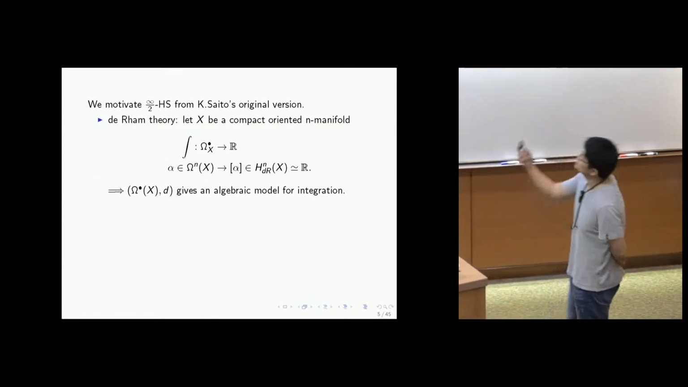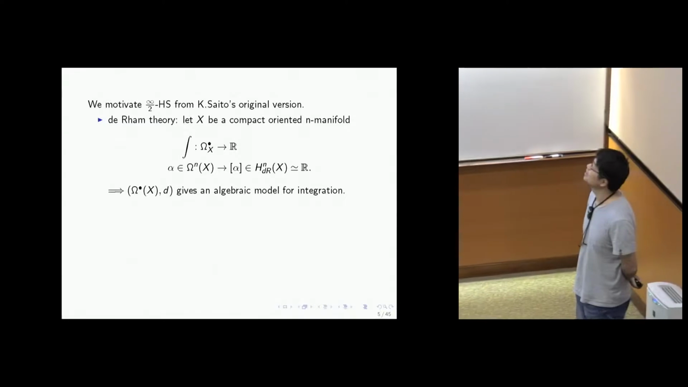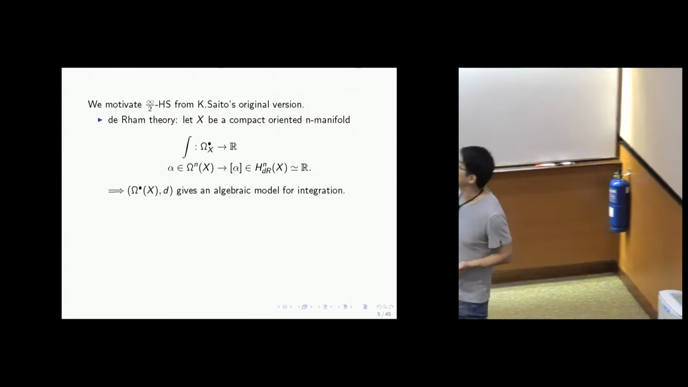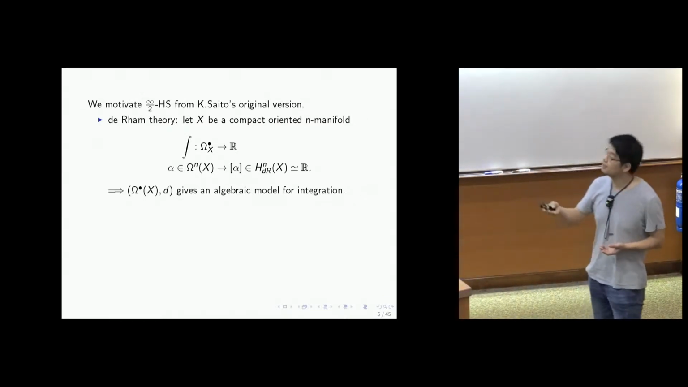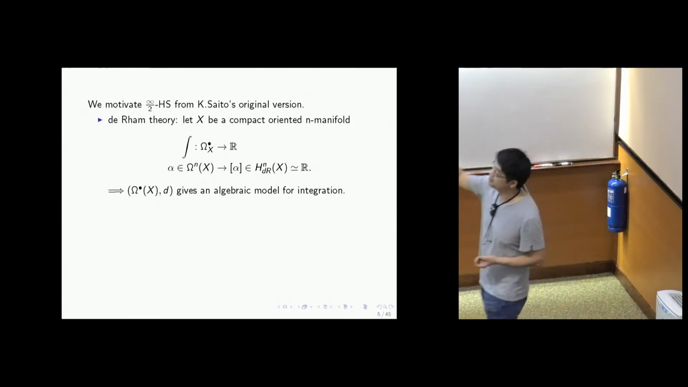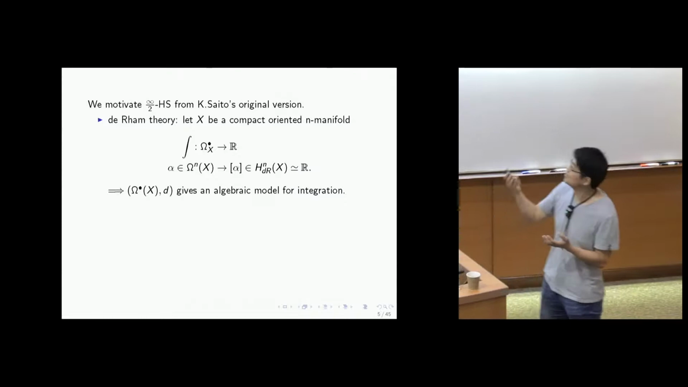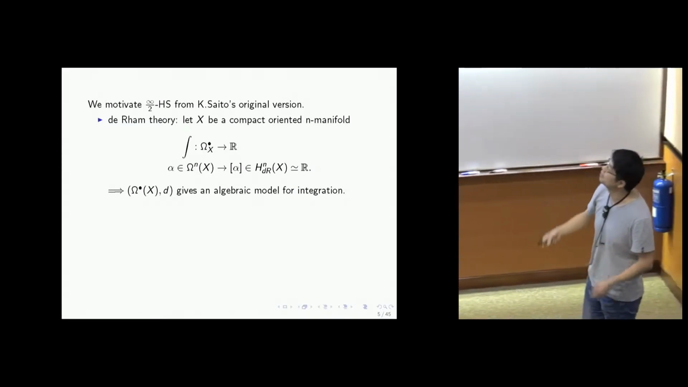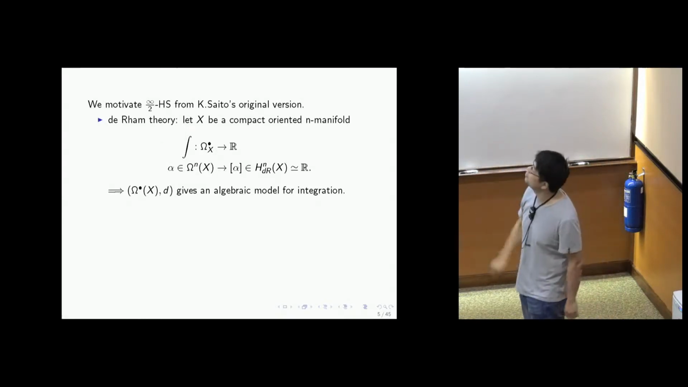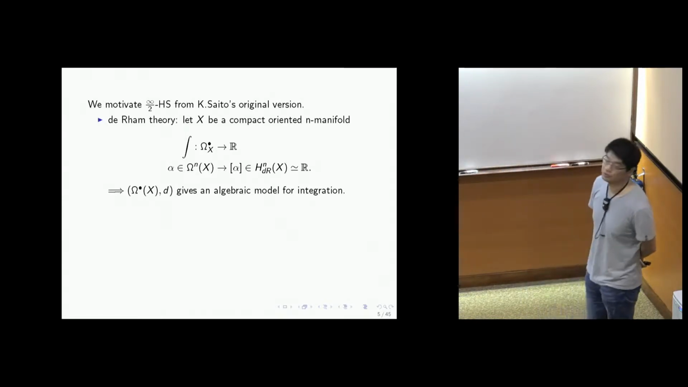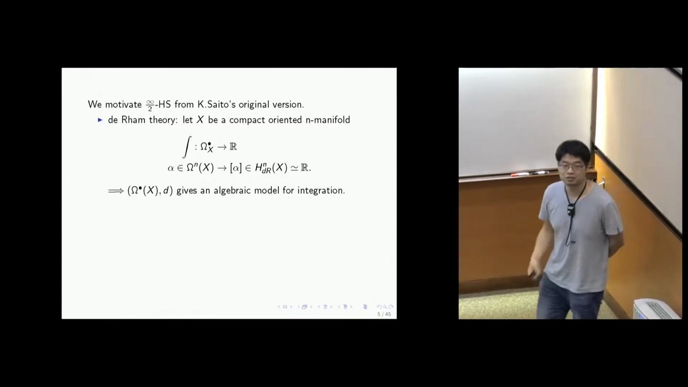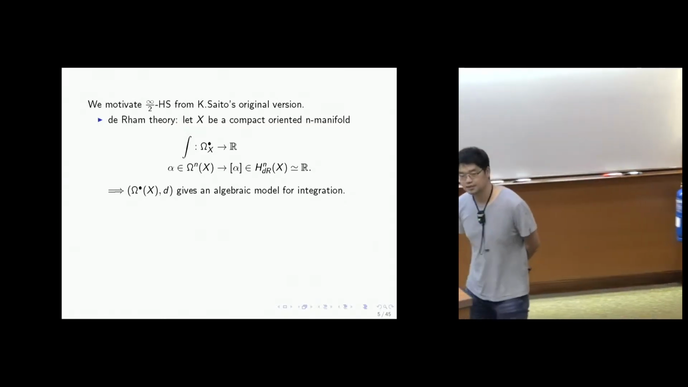Let me start with de Rham theory. Everybody is familiar with de Rham theory. Suppose X is a compact oriented n-manifold. Usually, de Rham theory does integrations: you integrate a differential form to get a number. Here you pick a top form and integrate it to get a number. But you can model this integration by studying an algebraic model of the de Rham complex. For example, the integration map is the same as sending a top differential form to its class in top de Rham cohomology, which is one-dimensional. So if you know this algebraic de Rham complex, this algebraic model, you know the integration. That is another way of saying this.